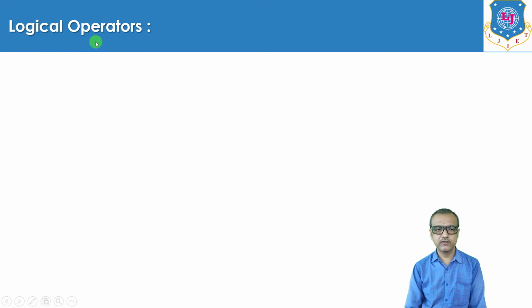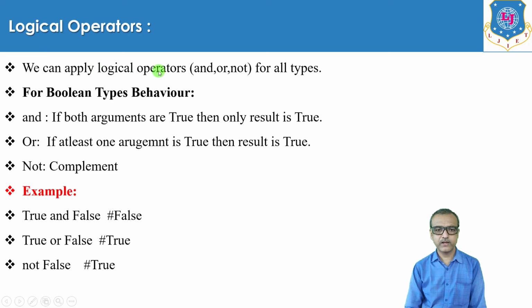Now we will see logical operators. We can apply logical operators, and the logical operators are AND, OR, and NOT for all types. First of all, we will see the logical operators for Boolean types behavior. This is the AND logical operator. If both arguments are true, then only the result is true. In case of OR logical operator, if at least one argument is true, then the result is true. NOT logical operator will give us the complement of a given number. 1 will be changed to 0 and 0 will be changed to 1.